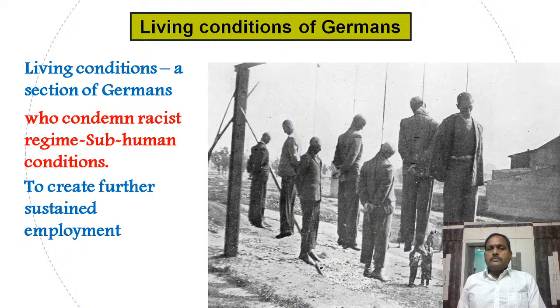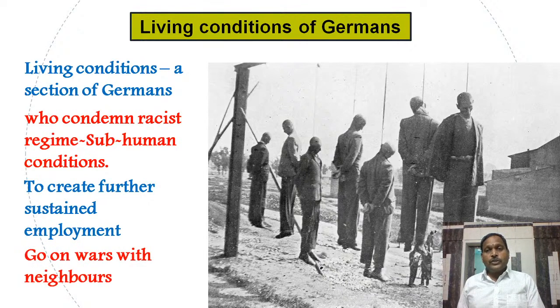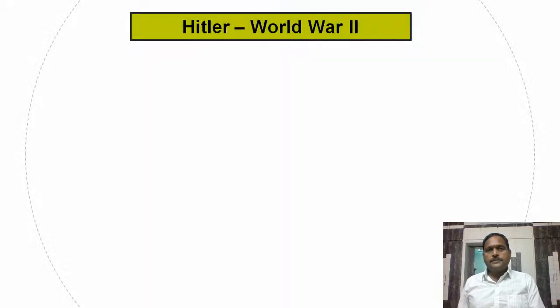And next, to create further sustained employment, they had already started armaments factories at full strength, but the factories were full of arms and weapons. There is no use for the weapons unless they are used. How are they to be used? They have to wage war against their neighbors. Then only would the demand for armaments increase and employment automatically be generated. So Mr. Hitler started going to war with neighbors.